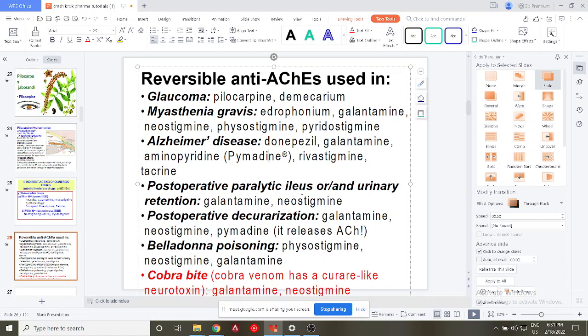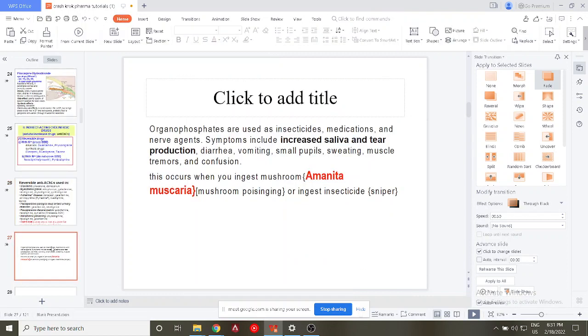So after operation, some patients find it difficult to pass feces or urine. So these drugs are going to help you to pass feces and urine. Okay, so moving on, we have organophosphate poisoning.